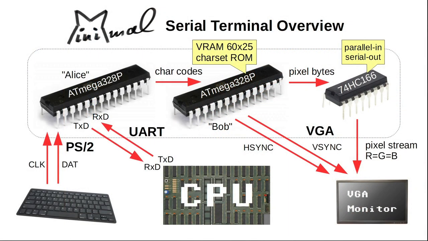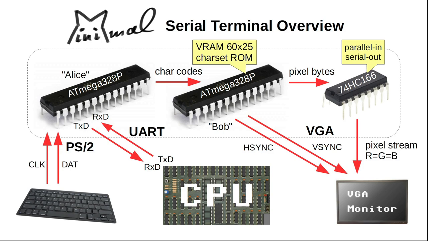Before we dive in, here's an overview of how things play together. I'll use and combine several tricks I've touched upon in earlier videos here on my channel. I'll put links for you in the description. The dashed rectangle contains the functionality of our minimal terminal with the two microcontrollers. Let's call them Alice and Bob. On the bottom we have interfaces for a PS2 keyboard, a computer and a VGA monitor.